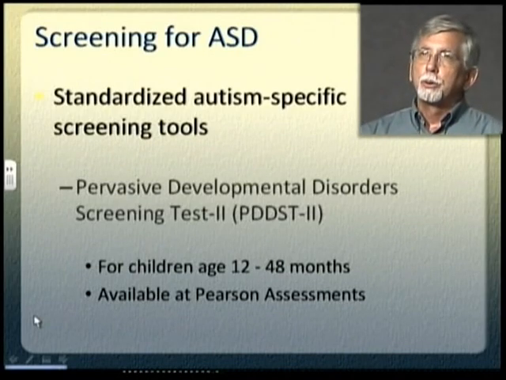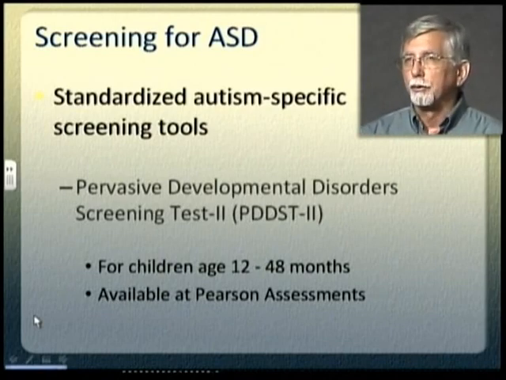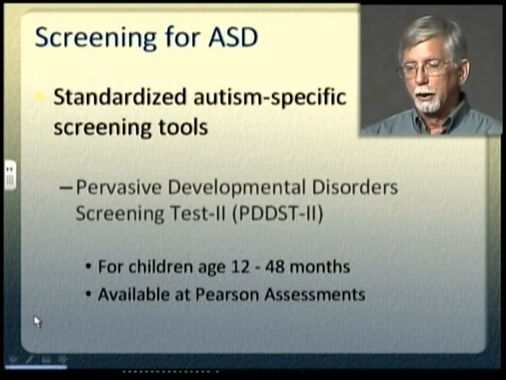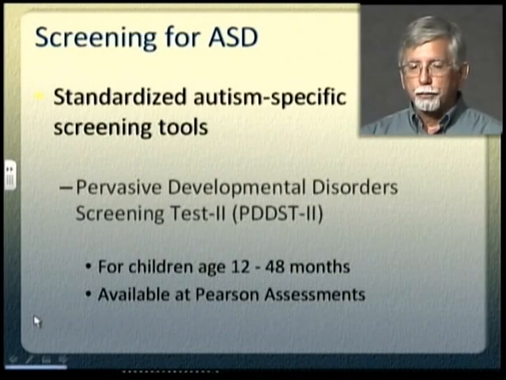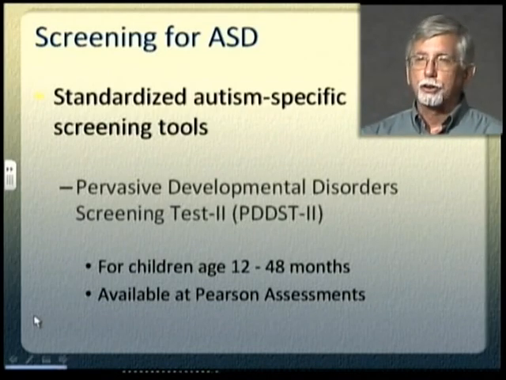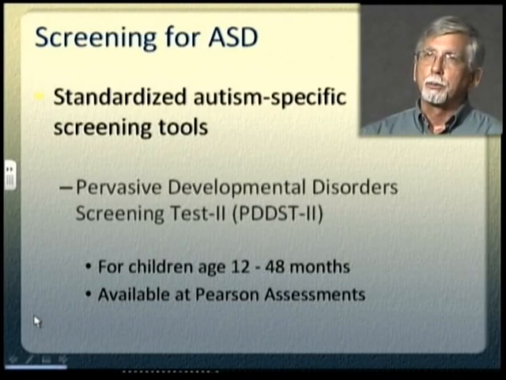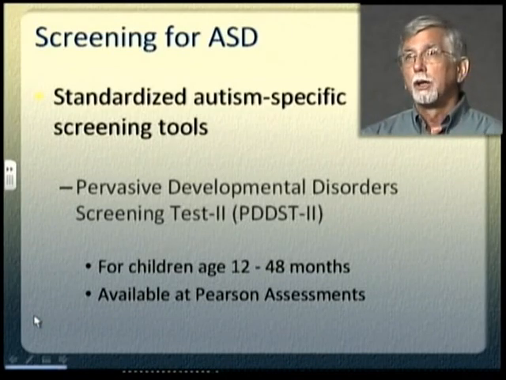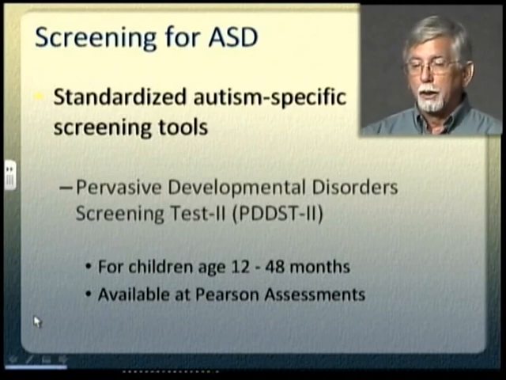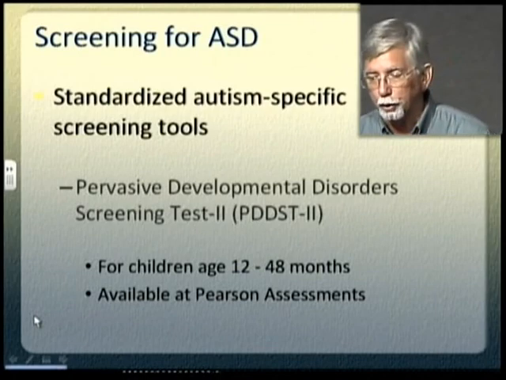There are a number of screening tools available for use in any of a variety of contexts, including schools, and I want to mention three of them this morning. First of all is the Pervasive Developmental Disorders Screening Test. It's in the second edition at this point. This instrument was designed for young children, age 12 to 48 months. It is a relatively brief instrument and easily done, and it's available through Pearson Assessments, the division of PsyCorp.